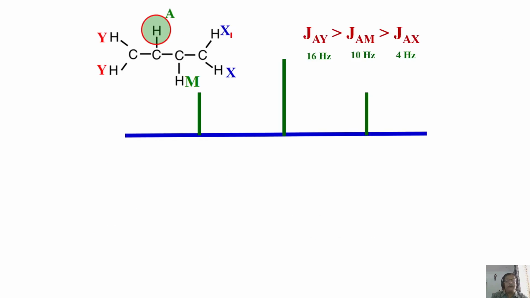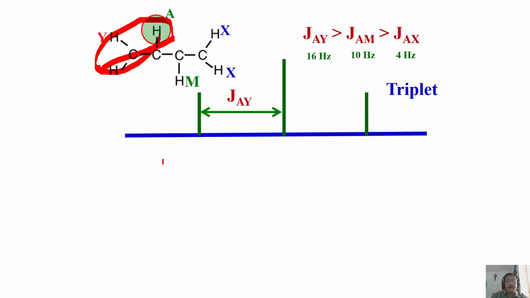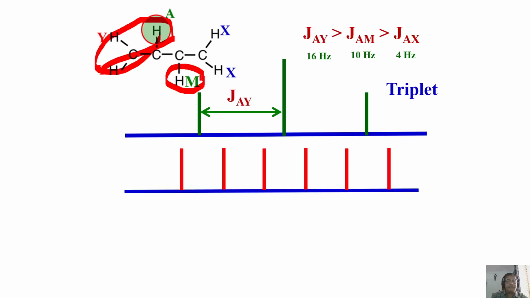Okay. Now in this situation, consider a situation. AY is larger than AM, larger than AX. Now this is a triplet because this is larger coupling I'm taking first. This is going to be a triplet, this coupling, and then that is further split by proton M. So it is a doublet. Each line will be a doublet because it's a single proton. So each line of triplet becomes doublets of equal intensity. Now what happens? Each of them is further split into triplet because of CH2.